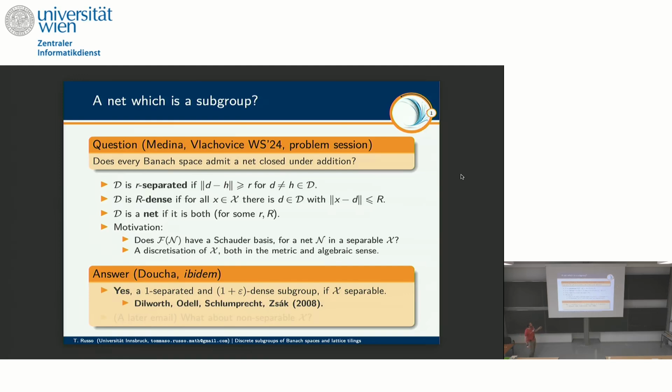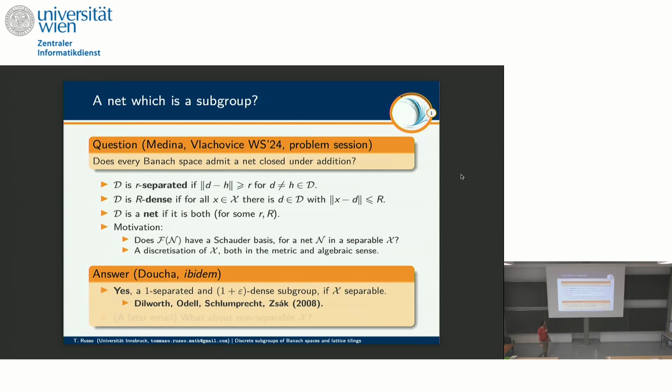And you can get optimal, well, not optimal necessarily, but quite good estimates on the number. So it is one separated and one plus epsilon dense. So two points have a distance of at least 1, but every point is at a distance at most 1 plus epsilon from some of your elements of the discretization.